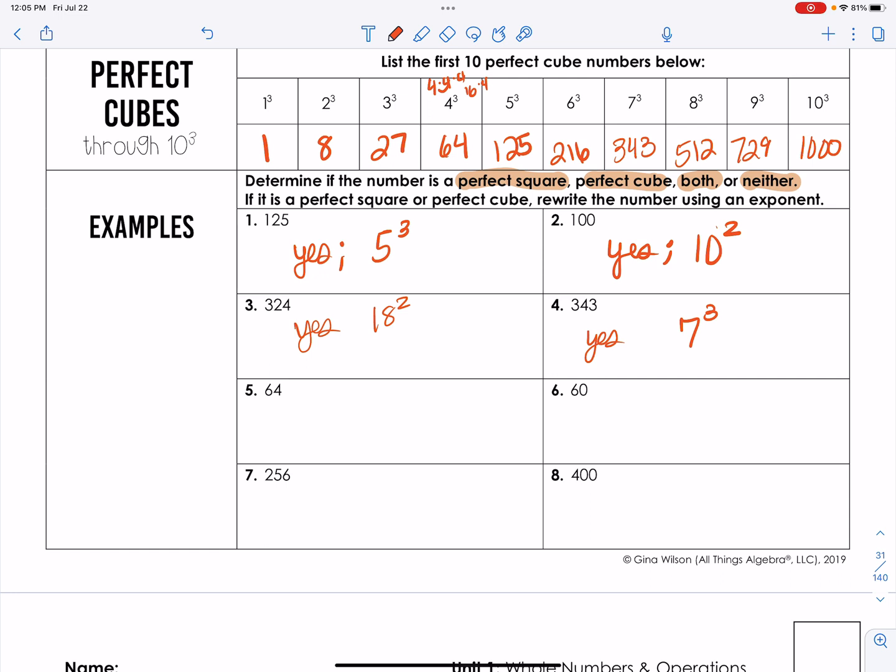So this one is tricky. This one is both. Okay, this is 8 squared, but it's also 4 cubed. And that comes into play as you get older. 60, I didn't write that down anywhere. That's neither, it's none. 256 is a yes. It is 16 squared. And 400 is a yes. It is 20 squared. So there's not very many numbers that are both, but there are a couple. Okay, and 64 is one of them.